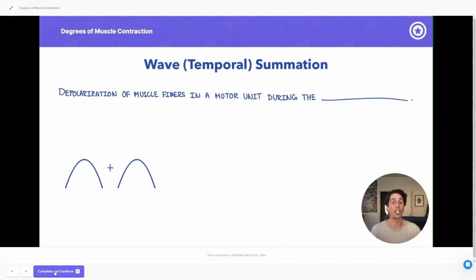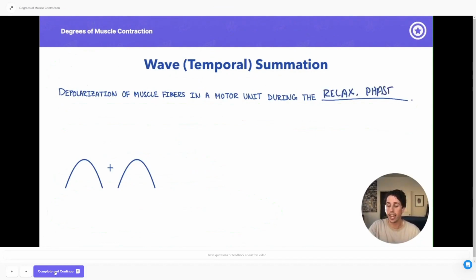And so we know that contraction actually happens when muscle fibers in a motor unit are depolarized. And so when these kind of stack on each other, think about if this is going to happen during the latent phase then or the relaxation phase. And so go ahead and pause the video, think about that if you need to. But this is actually going to happen during the relaxation phase.